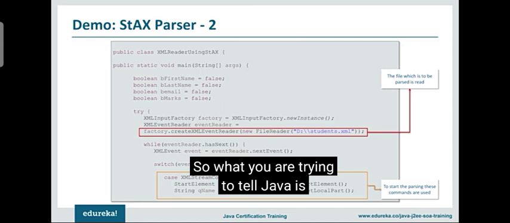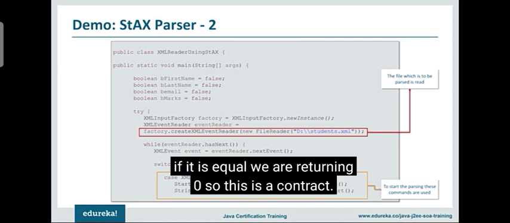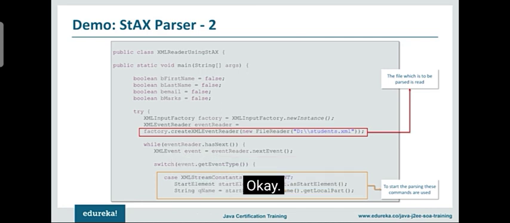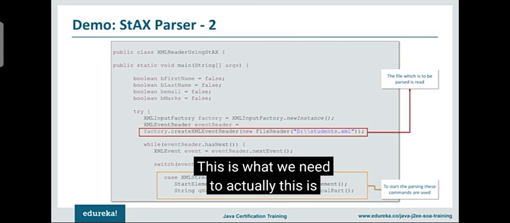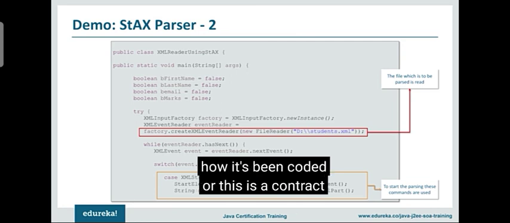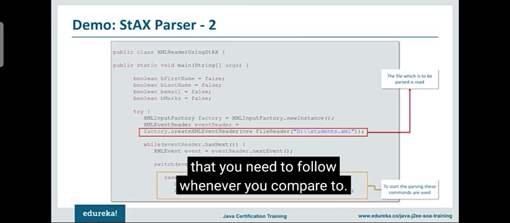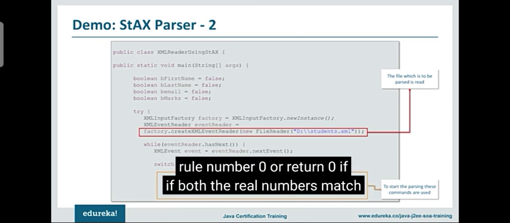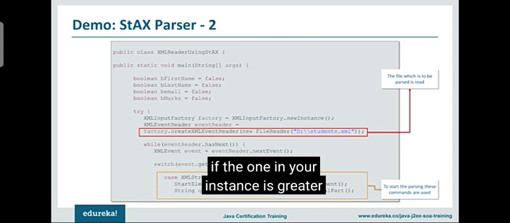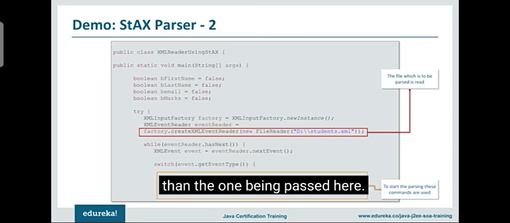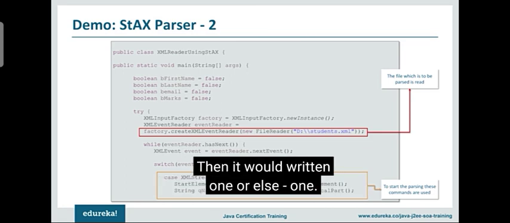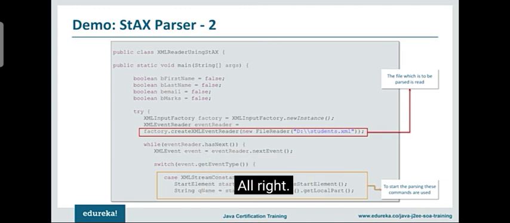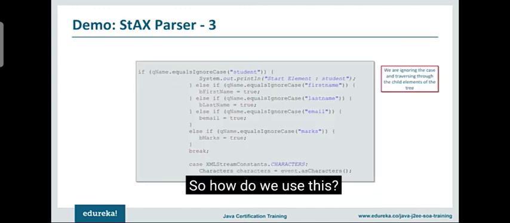So what you're trying to tell Java is, if it is equal, we are returning 0. So this is a contract. This is how it's been coded, or this is a contract that you need to follow whenever you use compareTo. So if it's a roll number, then you return 0 if both the roll numbers match. If the one in your instance is greater than the one being passed here, then it would return 1, or else -1. All right, so how do we use this?